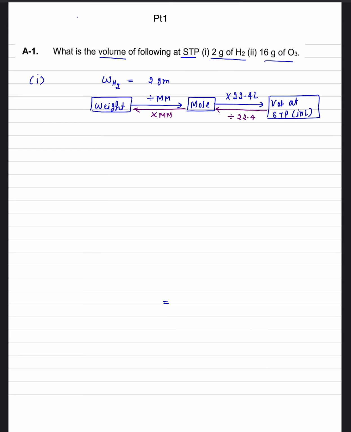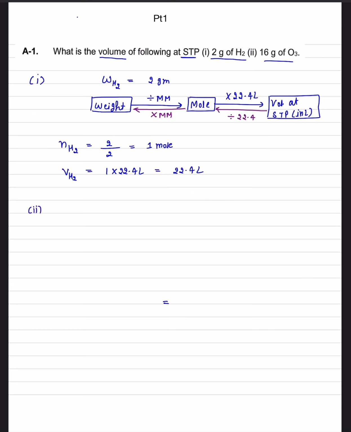Yes, so let's check. First calculate the mole of hydrogen. We got 2, and molar mass of hydrogen gas is also 2. So we got 1 mole. Now we can get the volume of hydrogen gas at STP. We multiply with 22.4 liter, and we got the answer 22.4 liter. Clear?